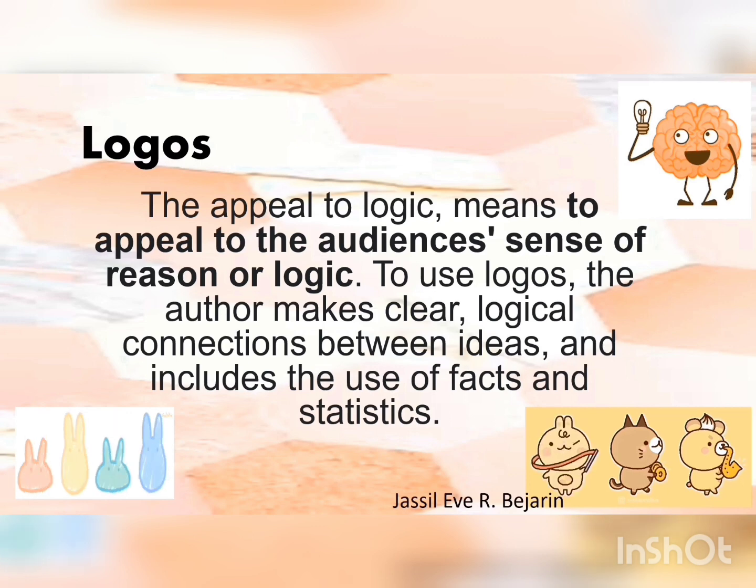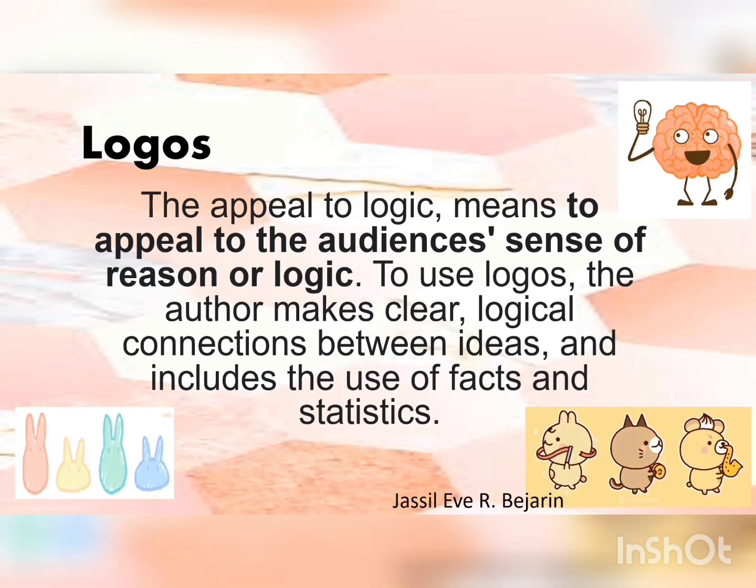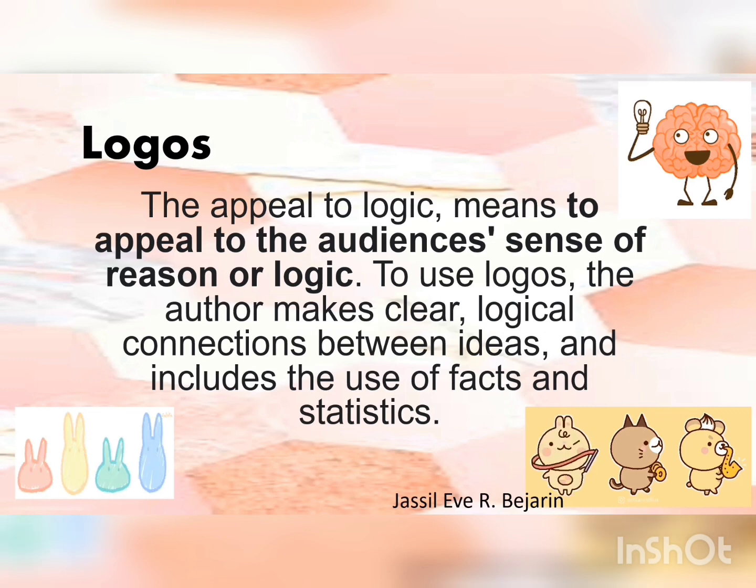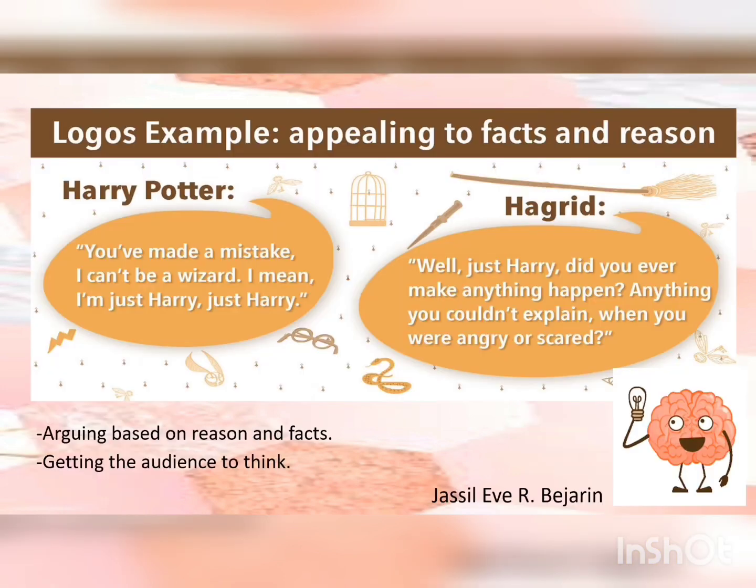The third part of the rhetorical triangle is logos. The appeal to logic means to appeal to the audience's sense of reason or logic. To use logos, the author makes clear logical connections between ideas and includes the use of facts and statistics. Example: when Harry Potter and Hagrid are arguing based on reasons and facts, they are getting the audience to think.